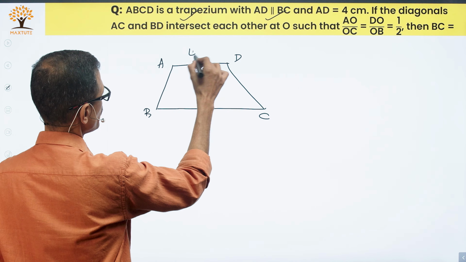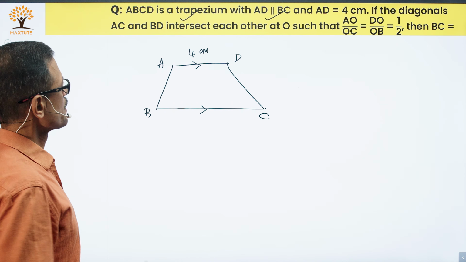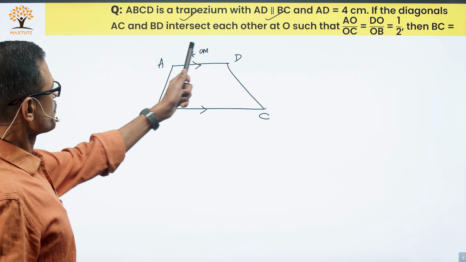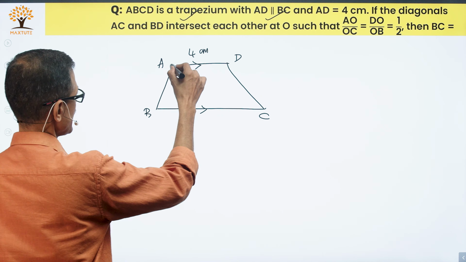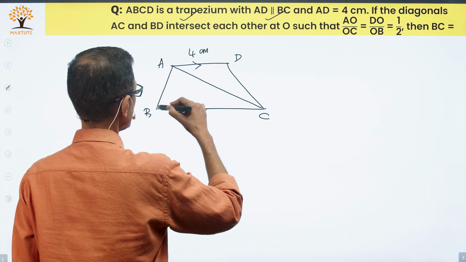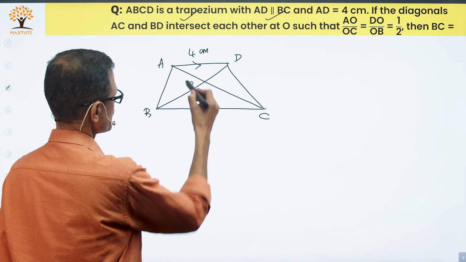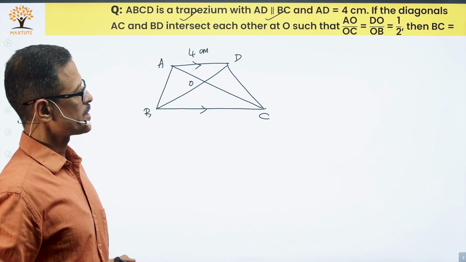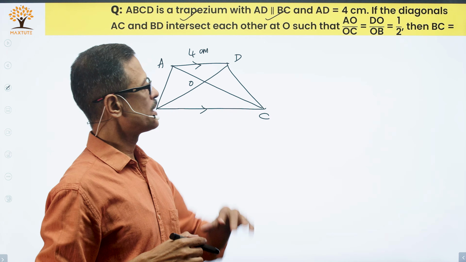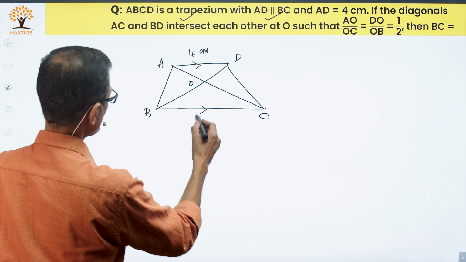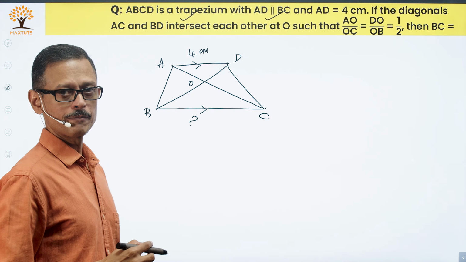AD is equal to 4 centimeters is the information mentioned. Diagonals AC and BD intersect each other at O, such that they're given the ratio AO by OC equals DO by OB is equal to 1 by 2. What we need to find out is the measure of BC.